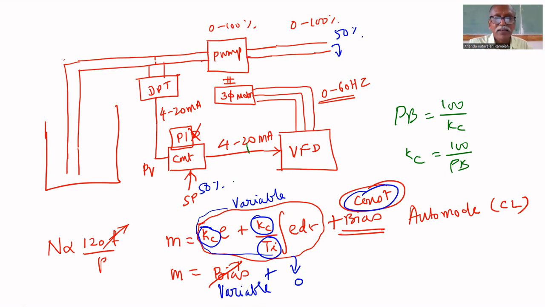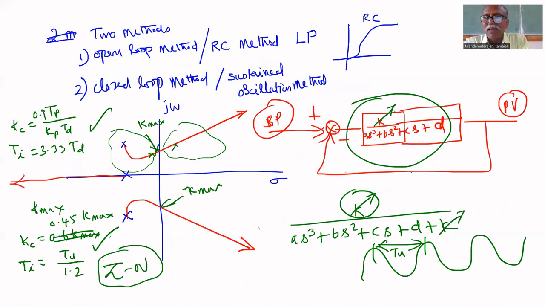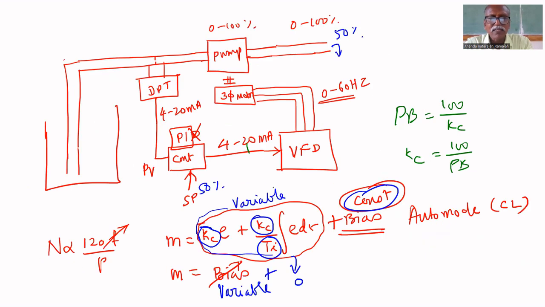Because what are we finding? K max. We have to find at what point it exhibits sustained oscillation. That's why put a P only controller. Don't use I mode, only P mode. It means you put a proportional controller.